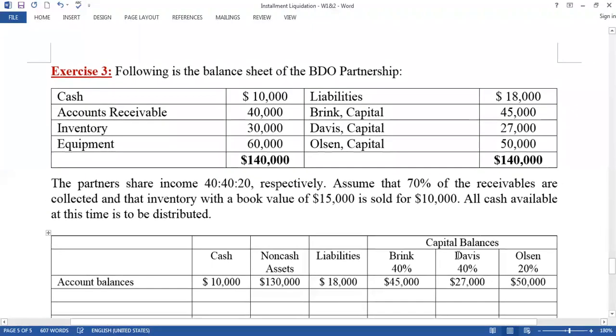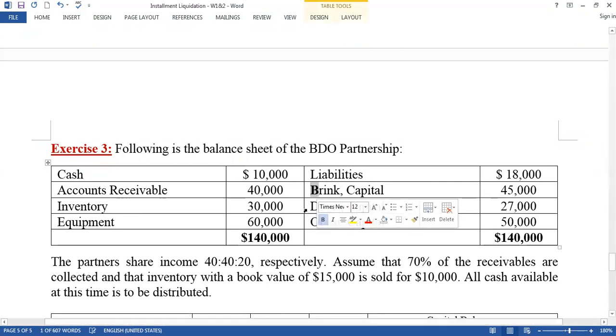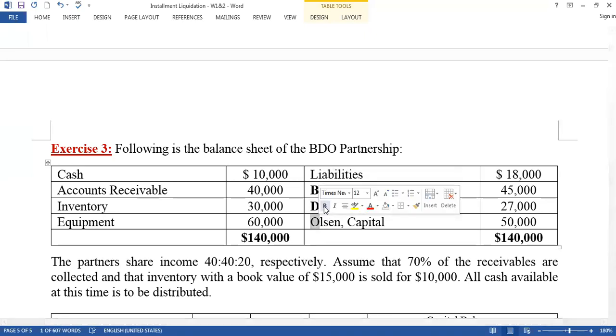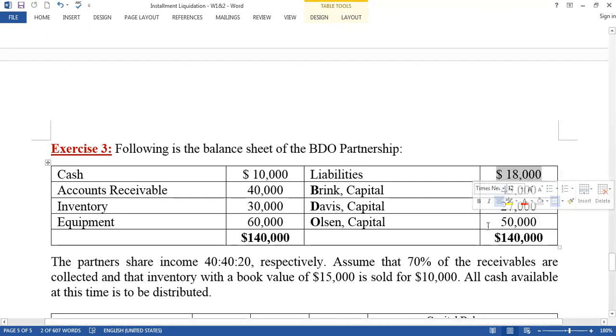So you already have the blank sheet, so we can solve this question together. Please read the question first. So here you can see the following balance sheet of the BDO partners. So they are the 3 partners. This is B capital, this is D capital, and this is O capital. Their capitals are 45,000, 27,000, 50,000, partnership capital given, and liabilities given $18,000. So this partnership has liabilities and these are the capital.